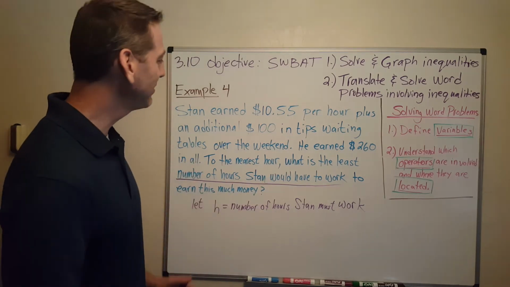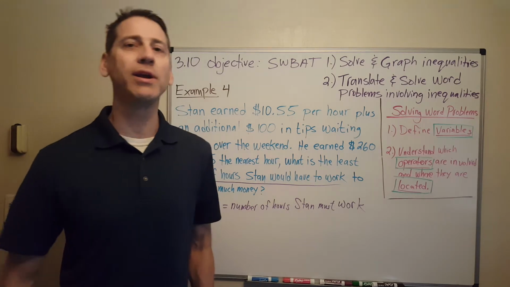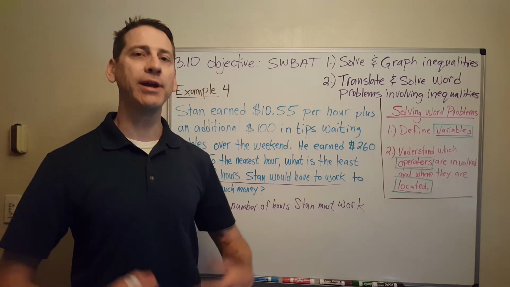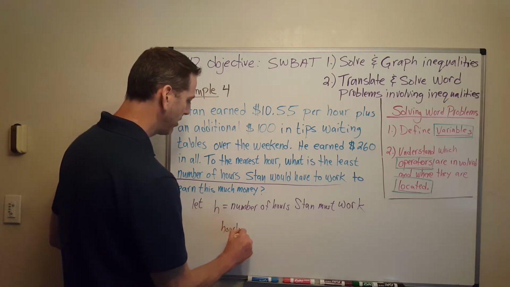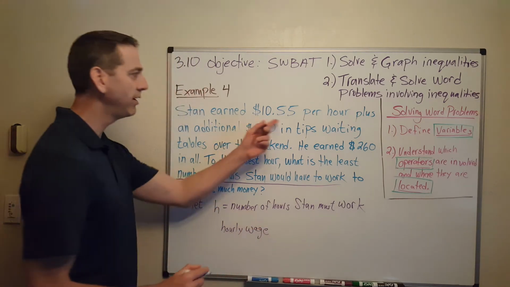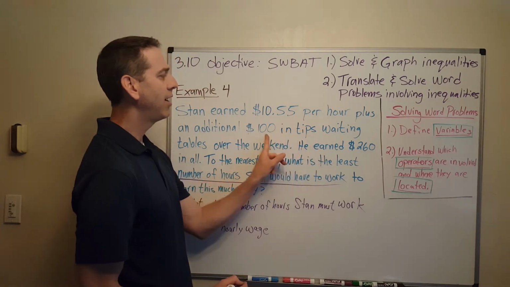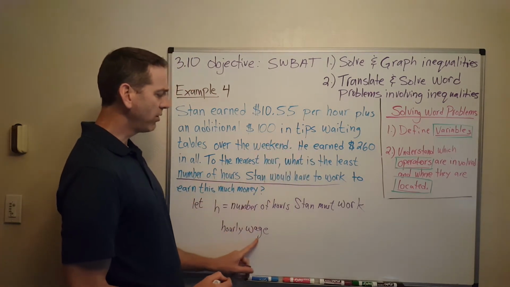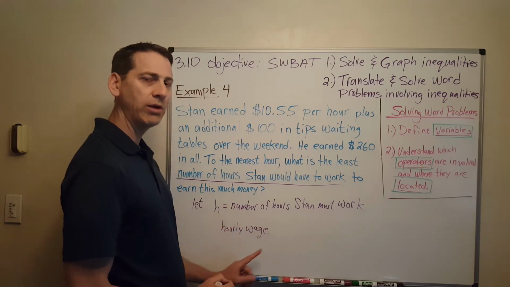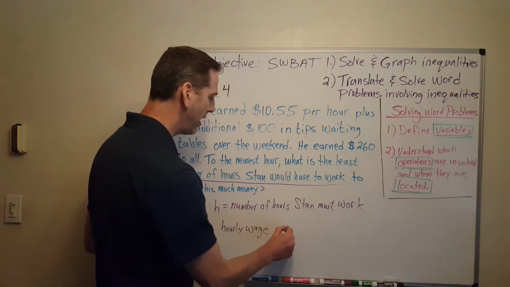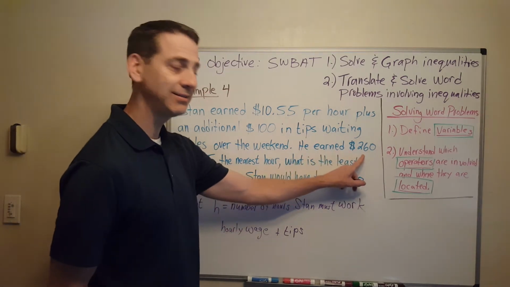Okay, so let's break this down before we get into the numbers. Let's see what's going on here. What's Stan doing? Stan's working over the weekend. He's earning an hourly wage, right? He's earning $10.55 an hour, but he's also earning $100 in tips. What operator would that be? Add, subtract, multiply, or divide? I would just add his tips to his hourly wage, and that's going to come out to 260.